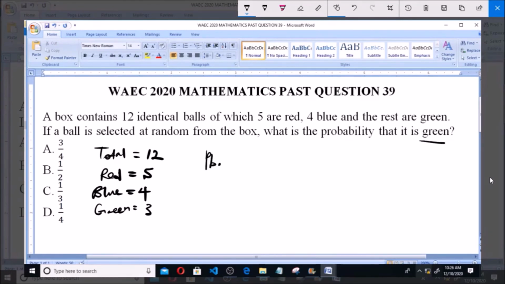The probability that this ball is green is equal to 3, which is the number of green balls, all over the total number of balls in this box, which is 12. 3 into 3 is 1 and 3 into 12 is 4, so that is equal to 1 all over 4, which is option D. So option D is the right answer to this question.